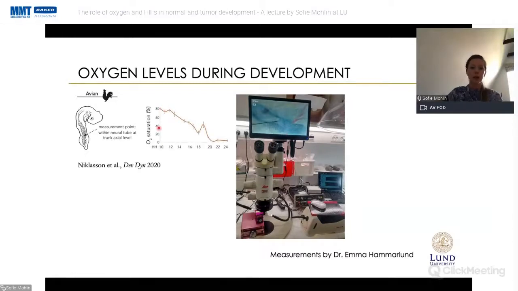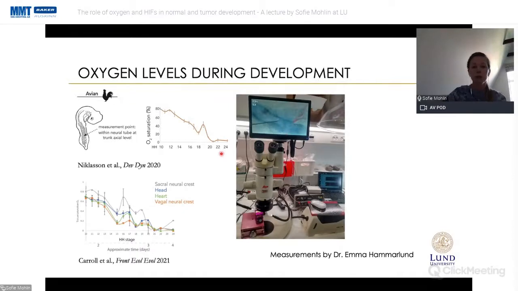And we can see that at very early time points, at around day 1, we have very high oxygen levels. They decrease over time, with some kind of peak here at around stage 18, again when the cells migrate, and then down to very low levels.